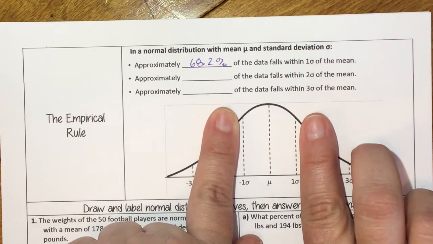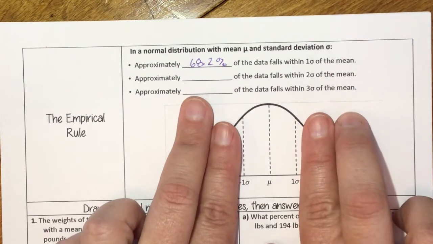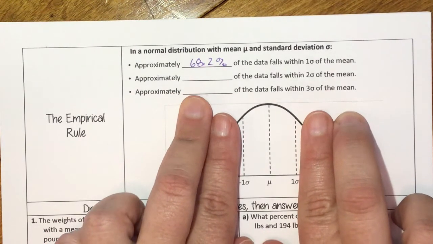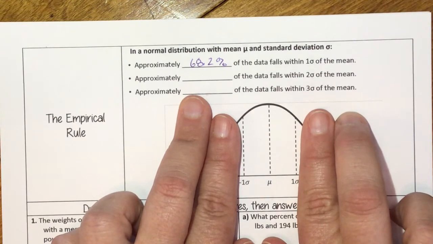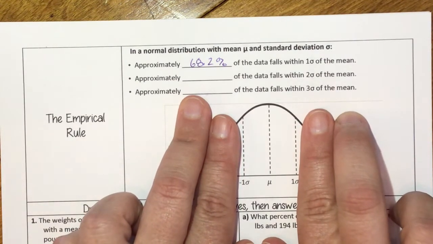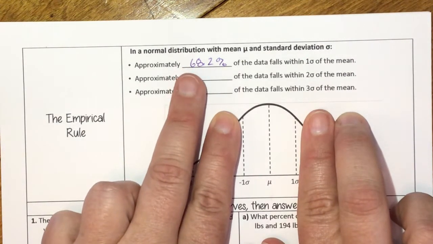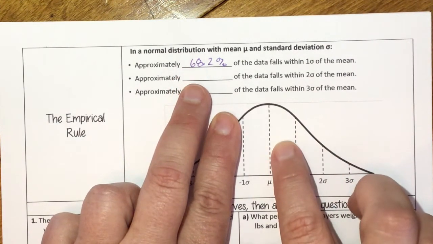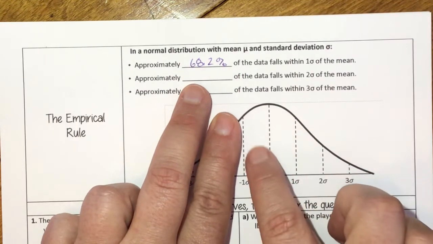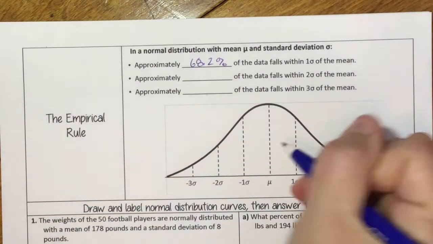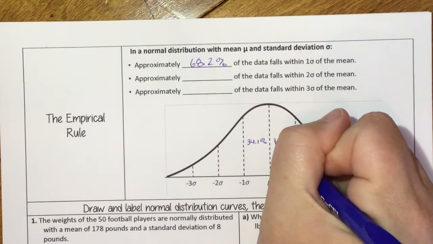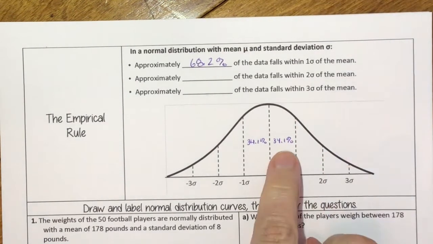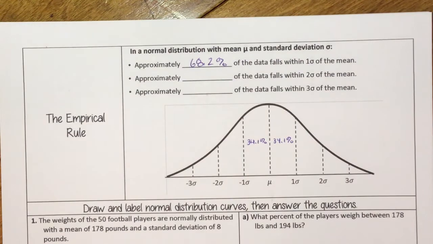So if 68.2% of the data in our data set, if it's normally distributed, falls in that region, well, you see how that's divided in half, with half of it above mu and half of it below mu. So if in total it's 68.2%, that means half of it, 34.1%, falls in this region, and the other half, 34.1%, falls over here. So 34.1% of all of our data falls in this region, and 34.1% of all of our data falls in that region.